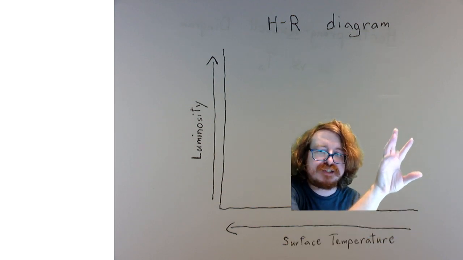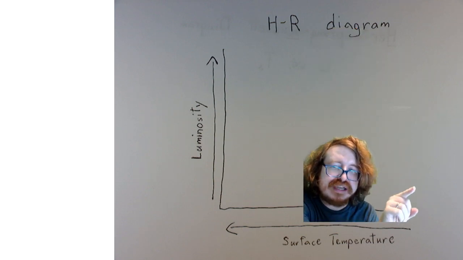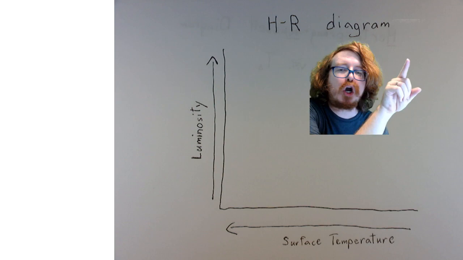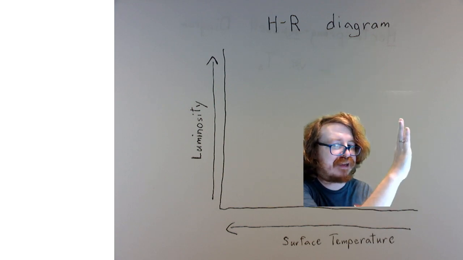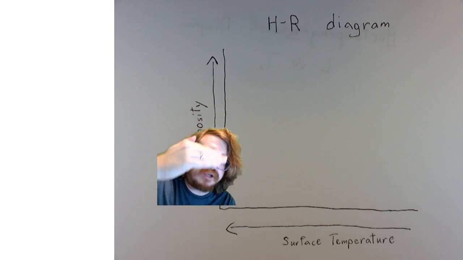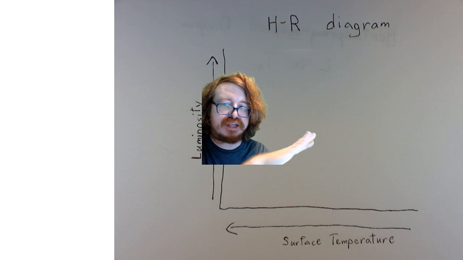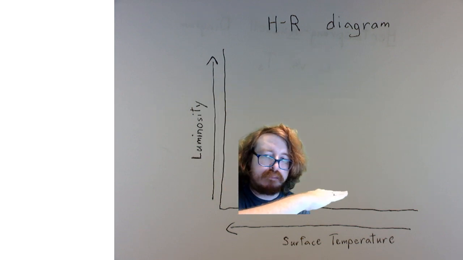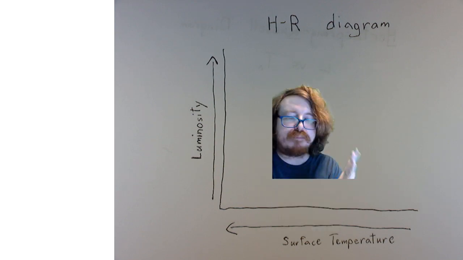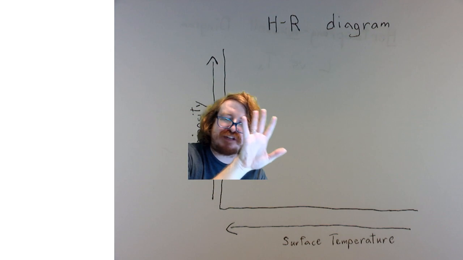Any stars over here on the right side of the graph would all be cold. And any stars that show up on this left side of the graph are hot. So again, for luminosity, the bottom is dim and the top is bright. For surface temperature, the right is cold and the left is hot.